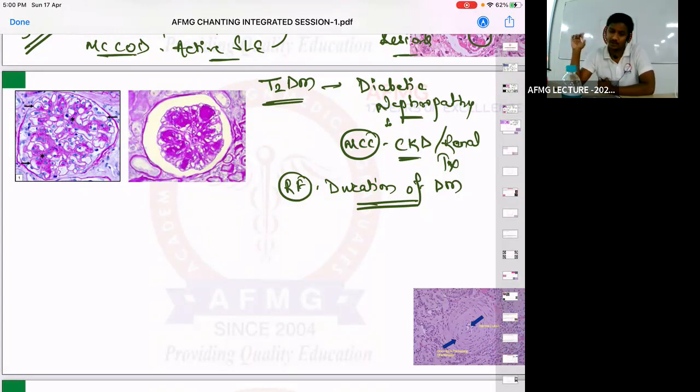And the most common microvascular complication of diabetes is diabetic nephropathy. More common than diabetic neuropathy or diabetic retinopathy. And it causes chronic kidney disease in the patient. If I talk about the kidney biopsy in a patient of diabetic nephropathy, which is the most common lesion?